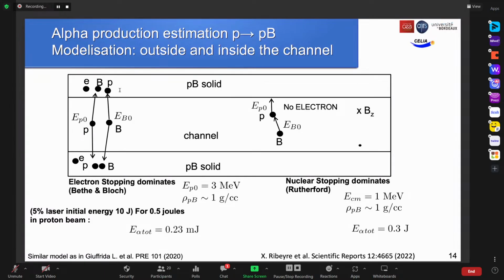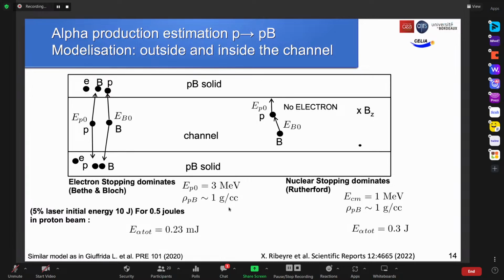And what we get is that, so here you use this kind of setup. You have the channel, which is void of electrons, and the surrounding proton-boron solid. And in fact, the place where you have more alpha particle creation is the channel, because the stopping of the particle is going to be favorable for the production of alpha particles.